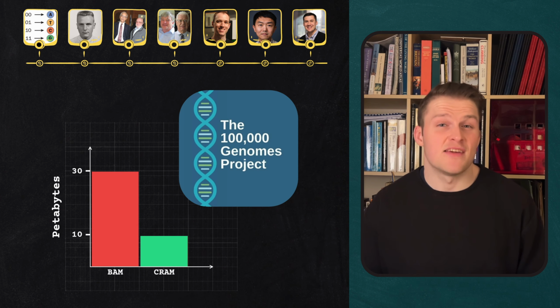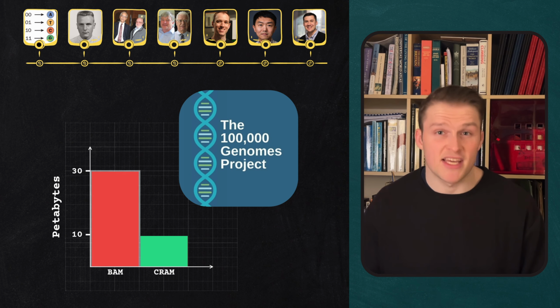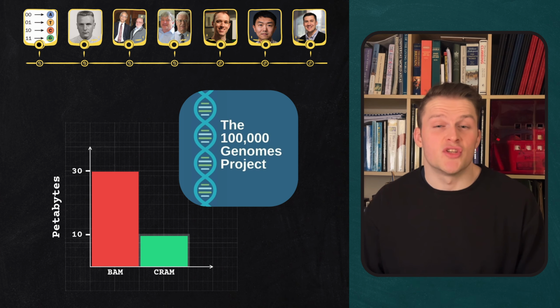And the space savings get even more impressive at scale. In the UK's 100,000 Genomes project, switching to CRAM reduced storage requirements by over 70%. Instead of needing 30 petabytes of storage, that's 30,000 terabytes or 30 million gigabytes, they can store the same information in less than 10 petabytes or 10 million gigabytes.